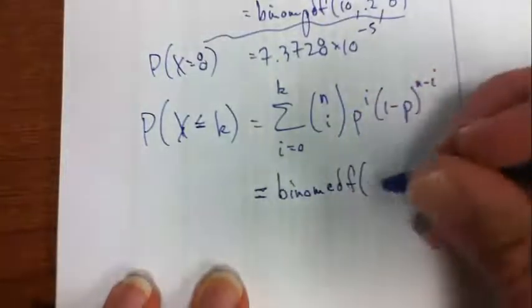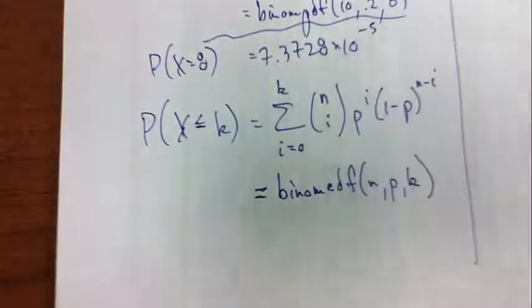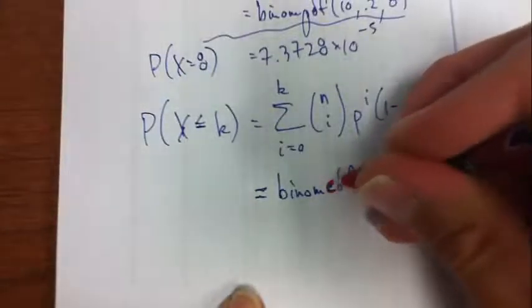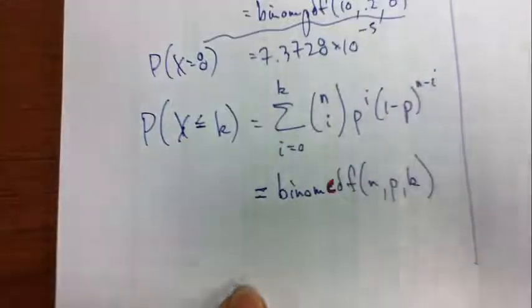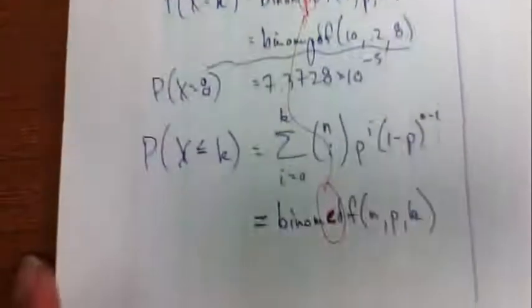In the case of our calculator, just do binomCDF(n, p, k). You can see the difference there is the C. This stands for binomial cumulative distribution function. There's a C there and there's a P there. They're different letters of the alphabet.